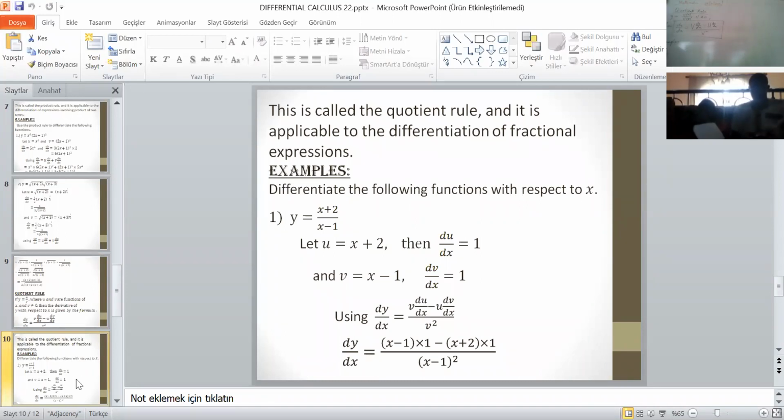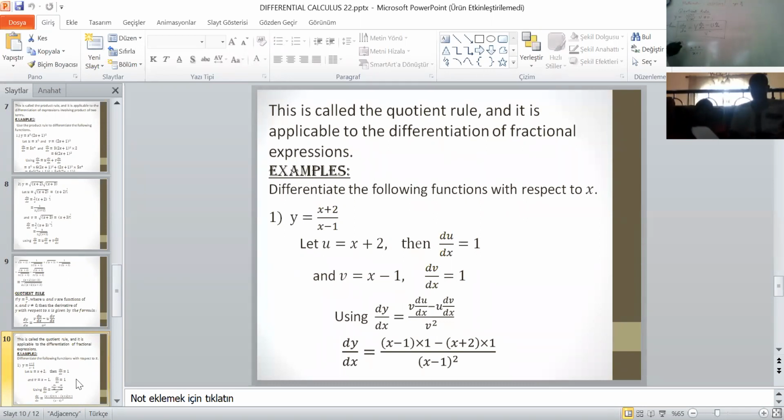Differentiate the following. You are given y is equal to x plus 2 over x plus 1. And here, please, when you are given y is equal to u over v, the numerator must be u, unlike the product rule where you can just choose any of the functions or the terms to be u, and the other one becomes v. In the quotient rule, the numerator is u, and the denominator is v.